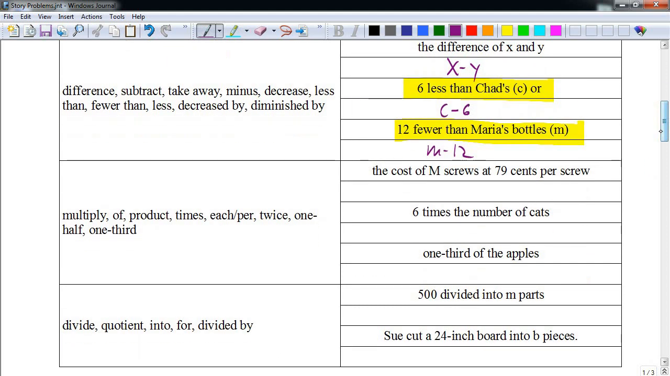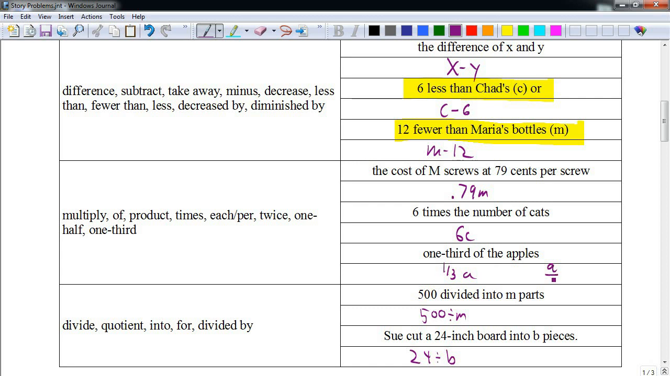The cost of M screws at 79 cents per screw. That's 0.79 times M. 6 times the number of cats is 6C. 1/3 A. 500 divided into M parts is 500 divided with M. 24 divided with B. Now these last three I could write as fractions.